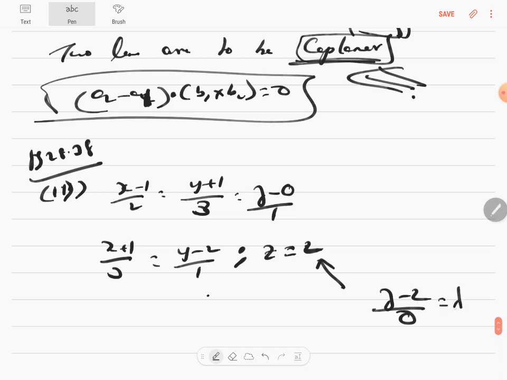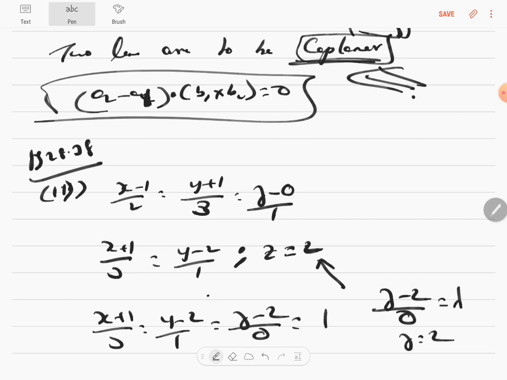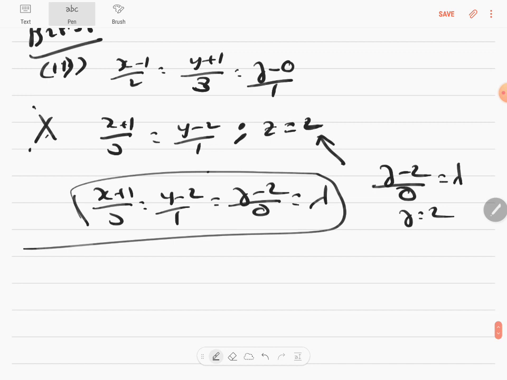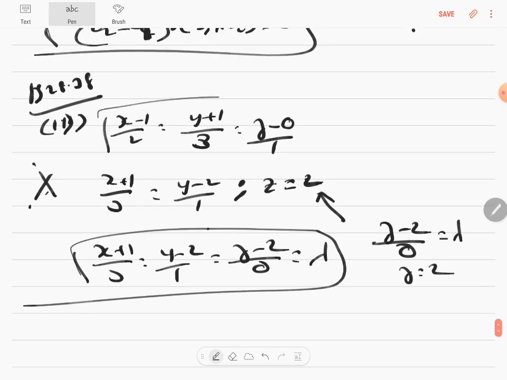That's when, if you equate it to lambda, z will itself be equal to 2. So you should understand, when you are writing this equation, it's (x plus 1) by 3 is equal to (y minus 2) by 1 is equal to (z minus 2) by 0 is equal to lambda. I hope you understand how to convert it. Very, very important sum.